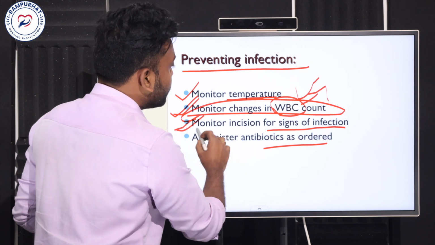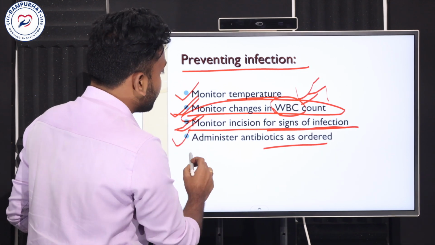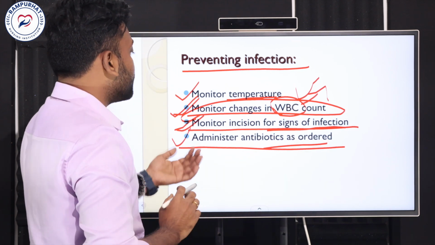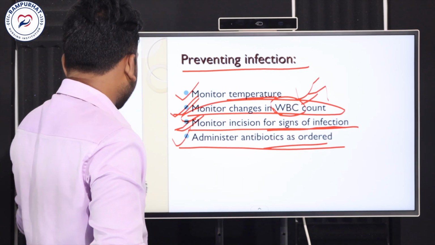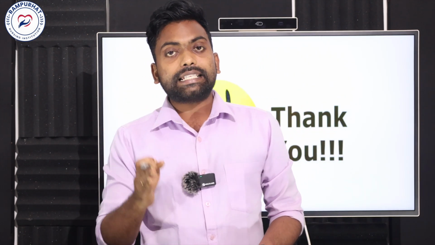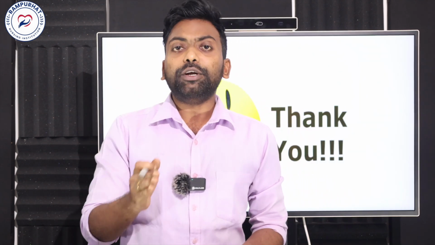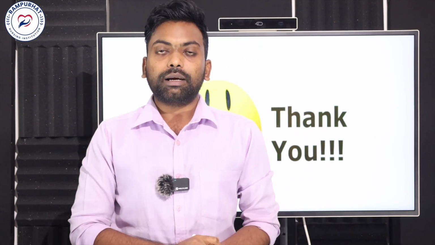And you need to monitor the signs of infection. If there is more infection, you administer antibiotics as prescribed by the doctor. So that's about today's session, my dear students. Today I have explained the signs and symptoms of aneurysm, the medical treatment, the surgical treatment, and the preventive measures we need to follow in order to suppress the aneurysm within the blood vessel. So that's about today's session.